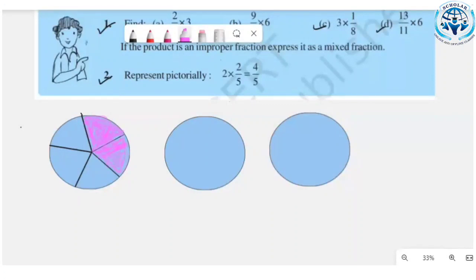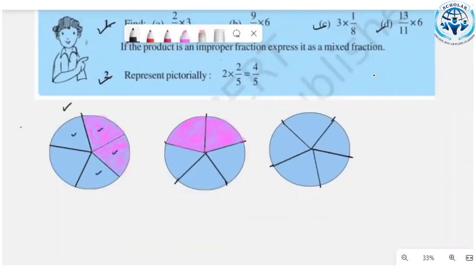So 2 by 5, 2 by 5 and 2 by 5. Now shade 4 parts in this. It is the resultant whole. So it is 4 by 5. Understood? 2 2s are 4 and 5 will be written as it is.